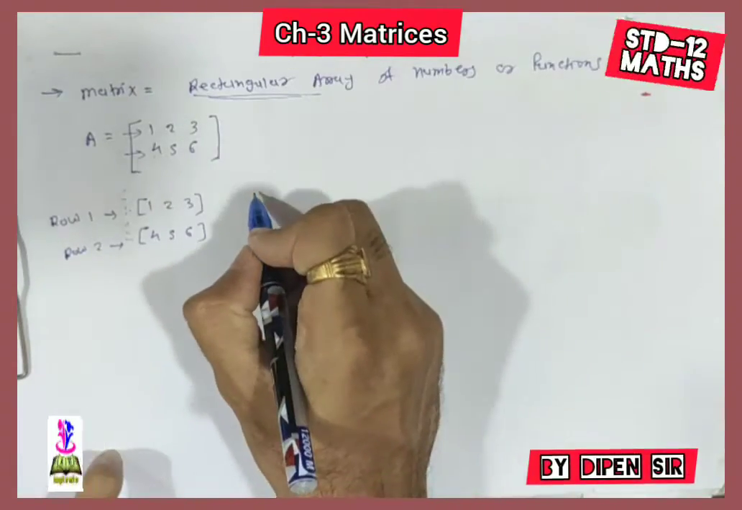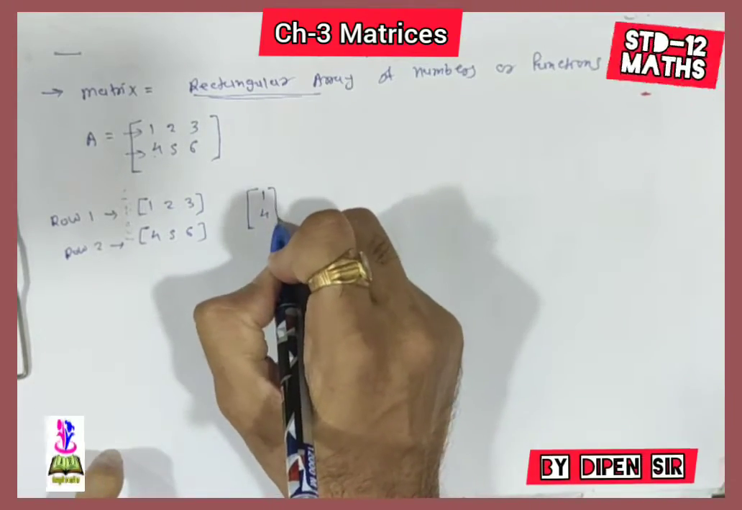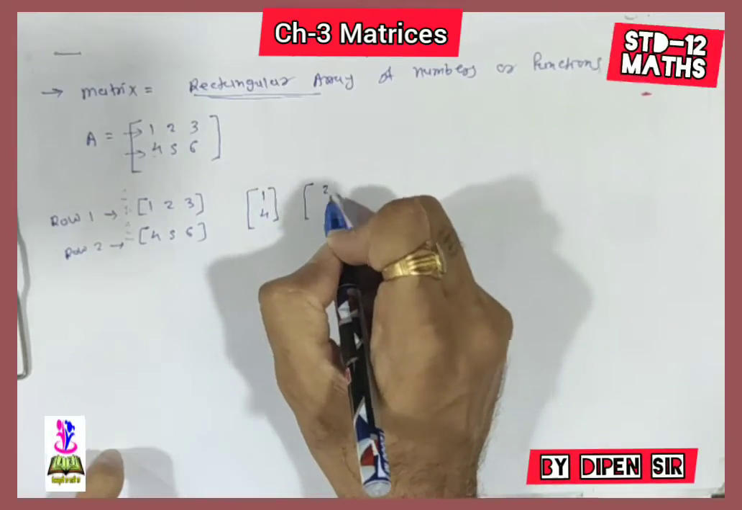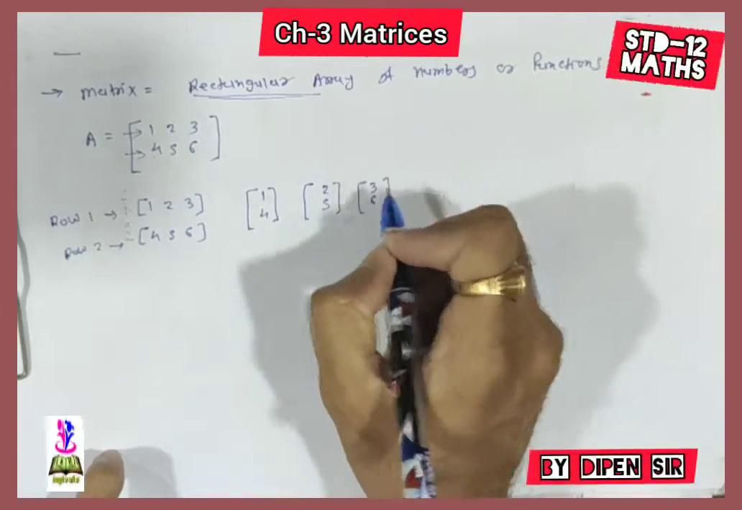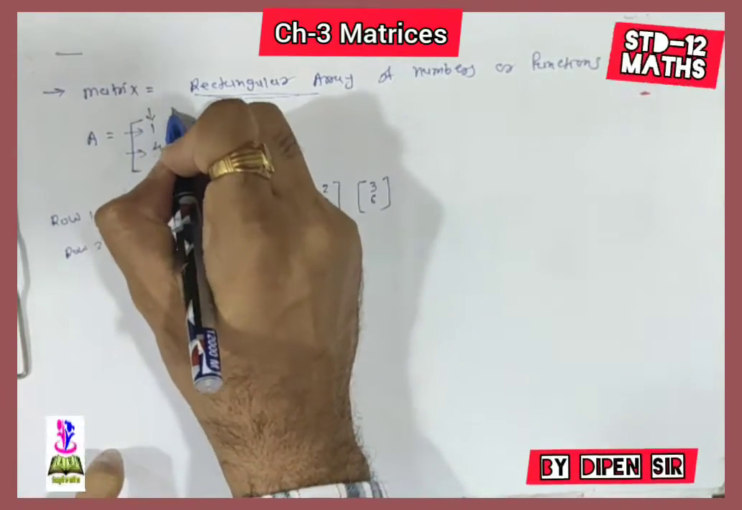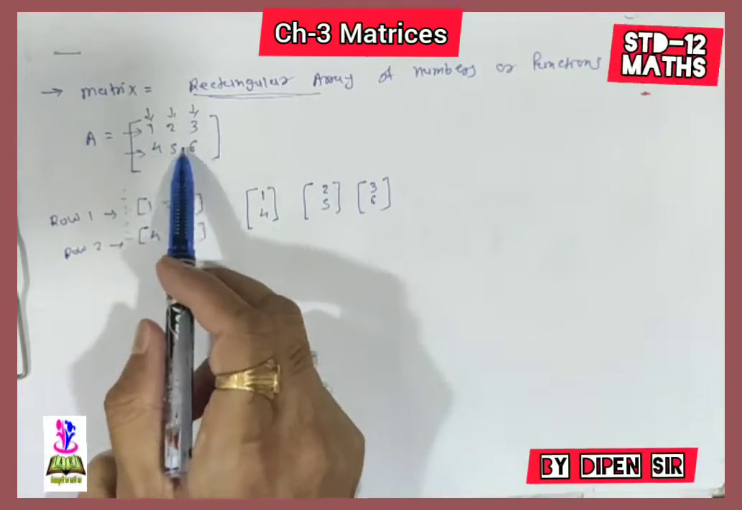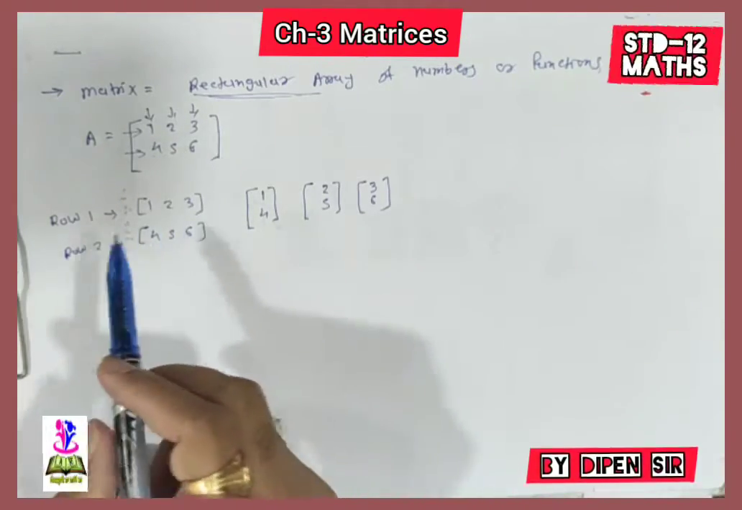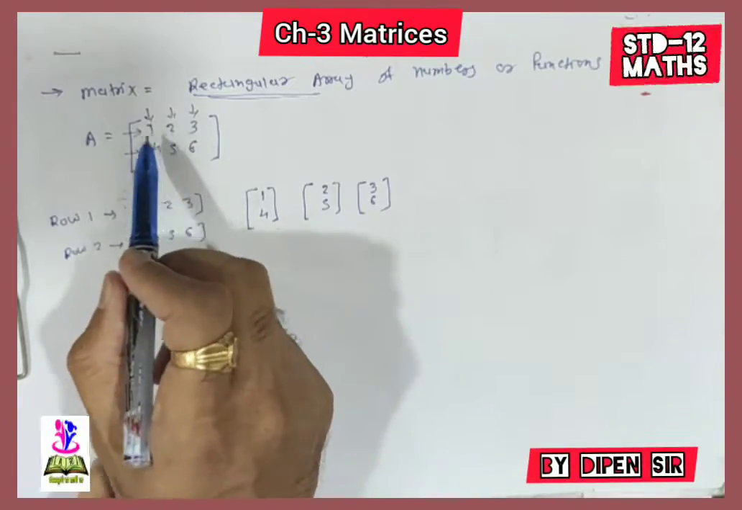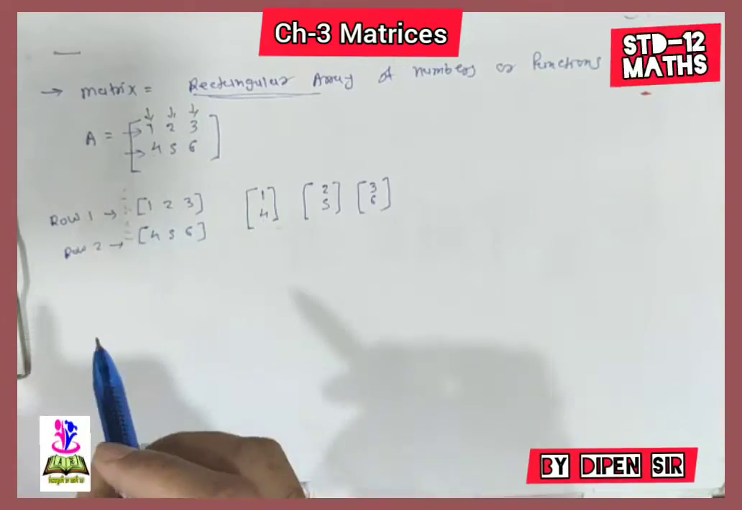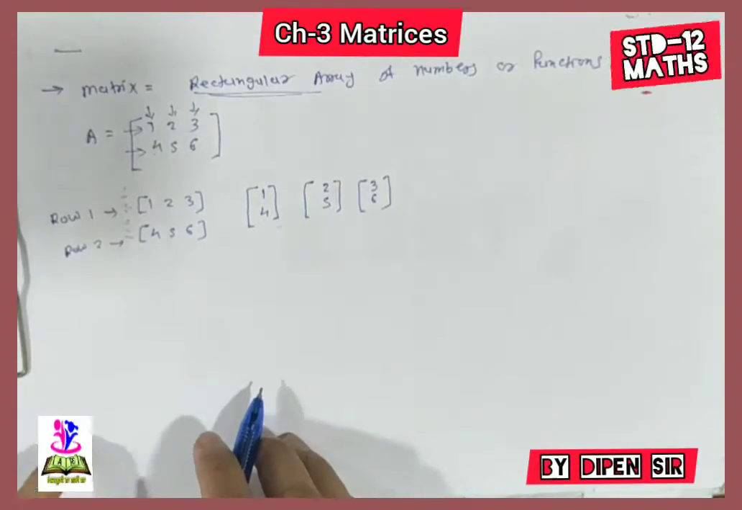Same way, matrix has three columns. Column 1, this is column 2, and this is column 3. Column 1, column 2 and column 3. So matrix A has two rows and three columns. So what is row? The horizontal arrangement of element is known as row of matrix, and vertical arrangement of element is known as column of matrix.